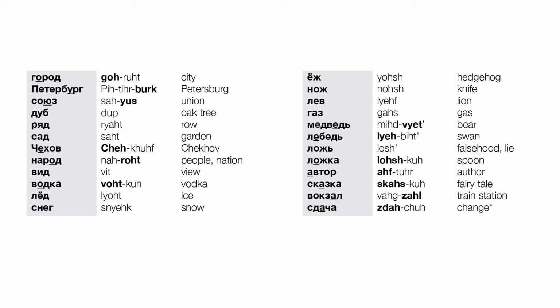Peterburg, Союз, Dub, ряд, сад, Чехов, народ, вид, водка, лед, снег, ёж, нож, лев, газ, медведь, лебедь, ложь, ложка, автор, сказка, вокзал, сдача.